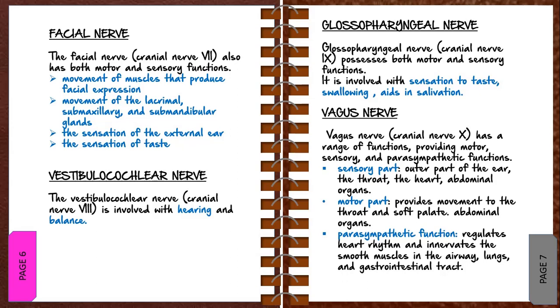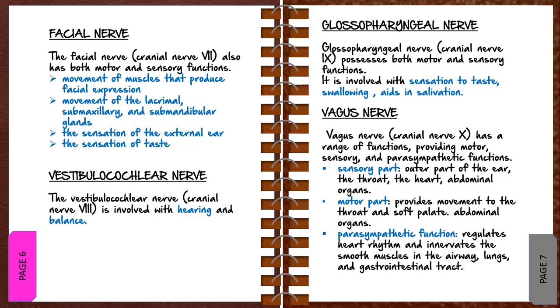Let's move on to the glossopharyngeal nerve. Glossopharyngeal nerve is known as cranial nerve 9. It possesses both motor and sensory functions. This is the third nerve that has both motor and sensory function. It is involved with sensation of taste, swallowing, and aids in salivation.